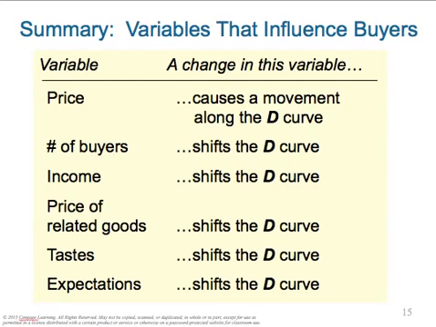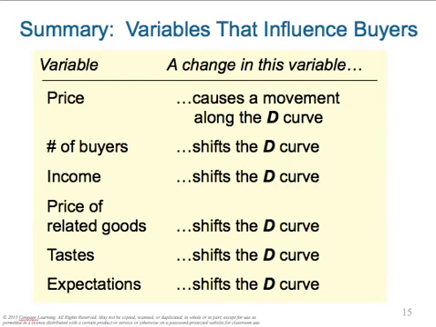So in summary, variables that influence buyers: you have price, number of buyers, income, price of related goods, taste, and expectations. Price can cause movement along the demand curve. Your demand curve doesn't shift. You just move up and down the demand curve. So a change in price causes a movement along the demand curve. Very important distinction there. Number of buyers, income, price of related goods, taste, and expectations, all those other things we were talking about in the earlier slides, all shift the demand curve.